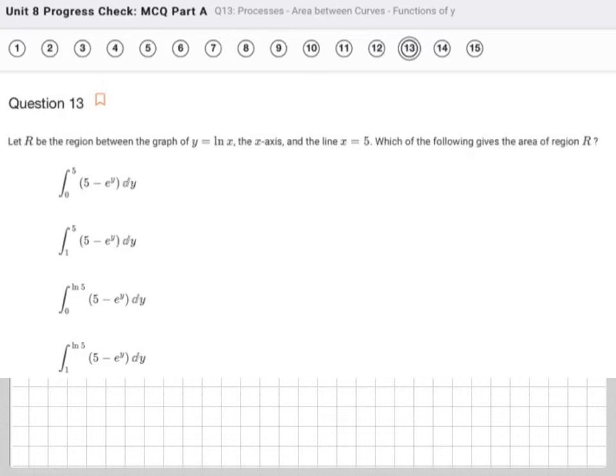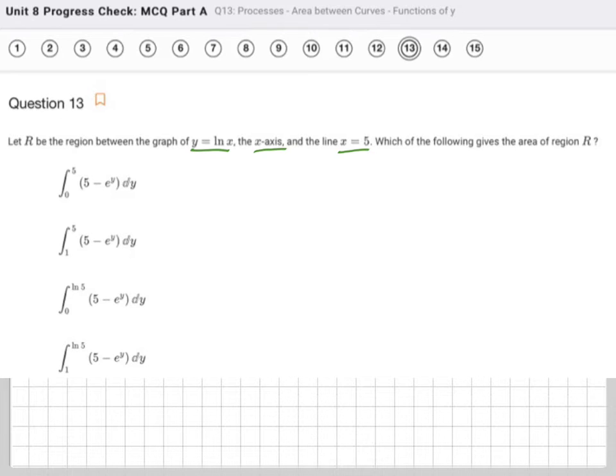I'll be honest, guys. I went the wrong pathway on this one right away, but you probably did too. So let me take you for a ride. Let R be the region between the graph of y equals natural log of x, the x-axis, and x equals 5. Which of the following gives the area for region R?